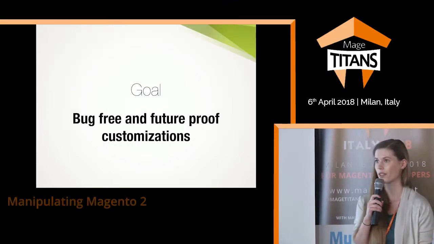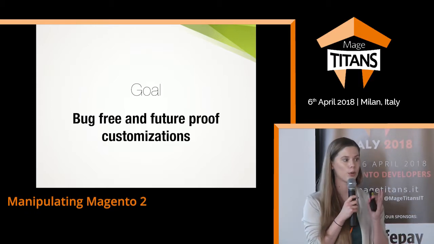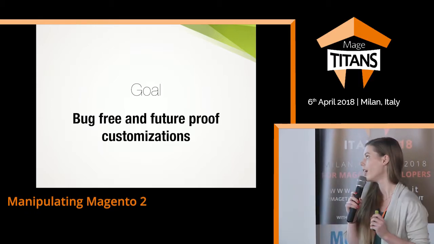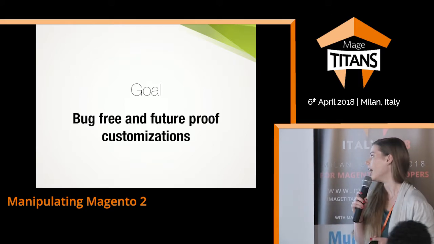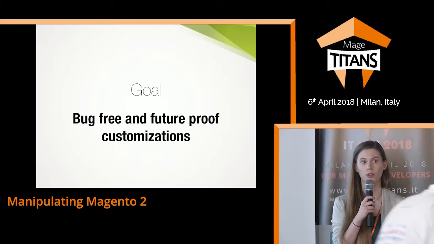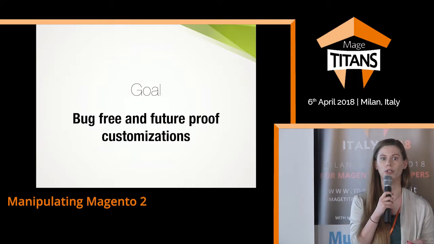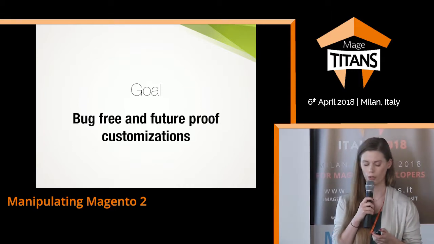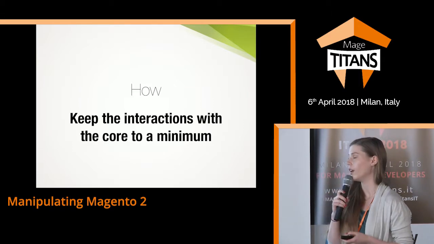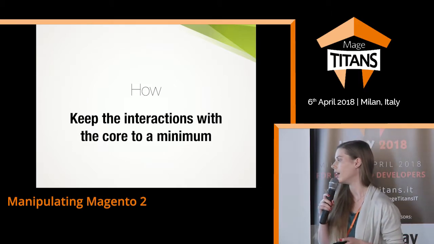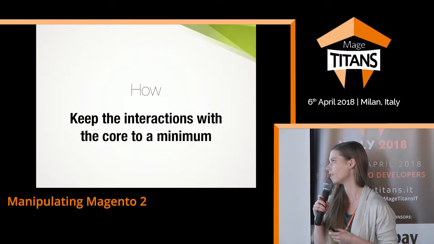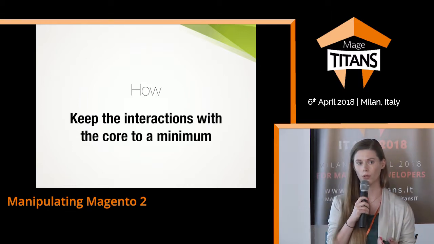When making these changes, we always have to keep one goal in mind. And that is, first of all, that our customizations are bug-free and future-proof. So if Magento upgrades, we don't have extra work to redo our code. Now, how should we do this? I think the best way is to keep the interactions with the core to a minimum.